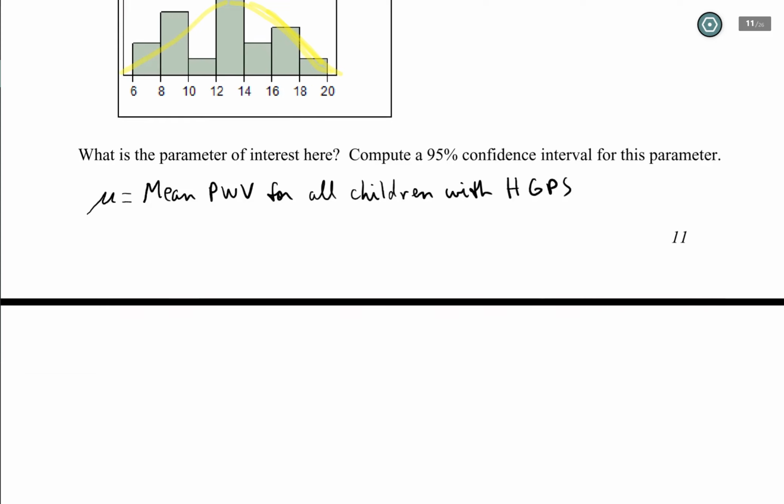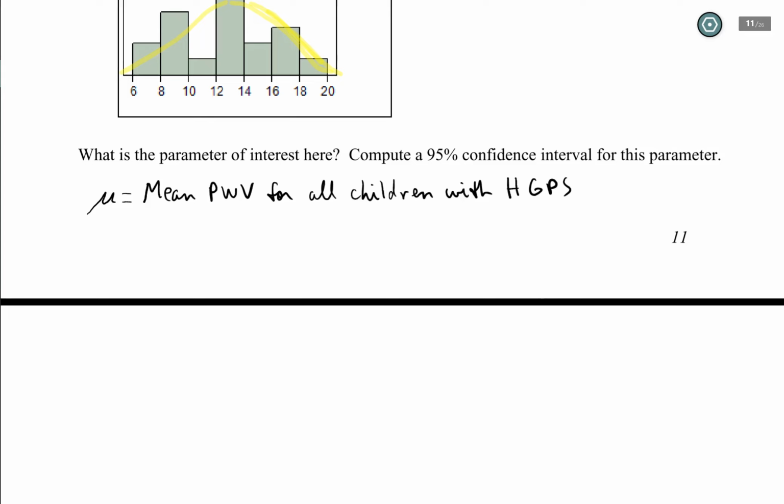There is a question of whether this sample is representative of the entire population. You'd have to go further back into the study to answer that question, and maybe even talk to the researchers to see how they got these 18 children. But we're going to assume that it's a representative sample, that it's a random sample for us, and that we're good to go with using this to do our confidence interval here.